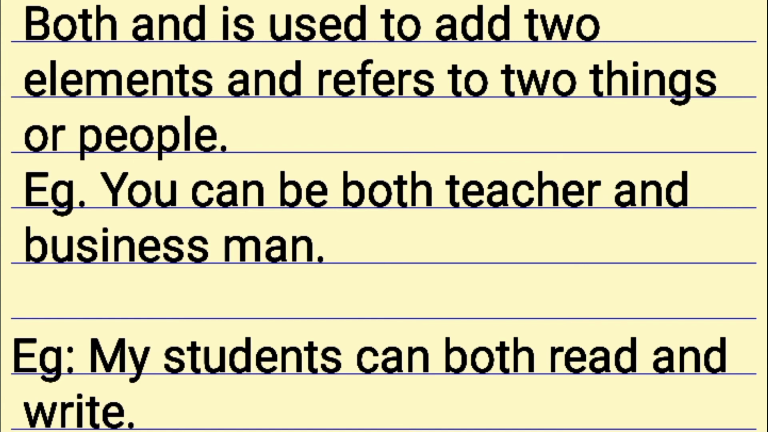For example, you can be both teacher and businessman, right? So two options are there. You can be a teacher and you can also be a businessman, right? So you can be both teacher and businessman. Both and is a correlative conjunction. Next, last example, my students can both read and write. So they have the ability to read plus write. So both and is a correlative conjunction, right?